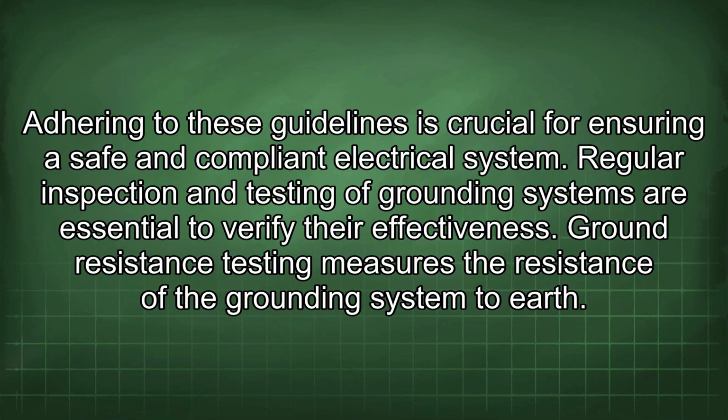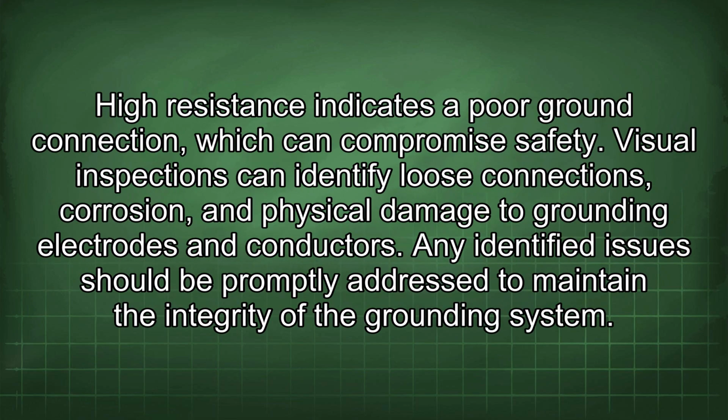Regular inspection and testing of grounding systems are essential to verify their effectiveness. Ground resistance testing measures the resistance of the grounding system to earth. High resistance indicates a poor ground connection, which can compromise safety. Visual inspections can identify loose connections, corrosion, and physical damage to grounding electrodes and conductors. Any identified issues should be promptly addressed to maintain the integrity of the grounding system.